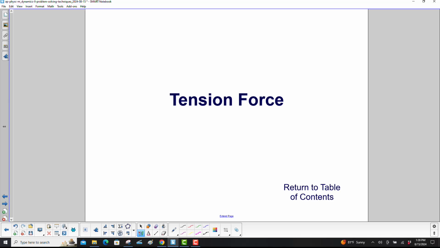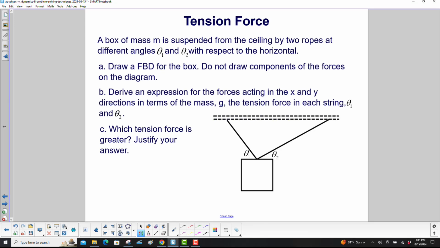Tension force. A box of mass M is suspended from the ceiling by two ropes at different angles θ1 and θ2 with respect to the horizontal. A. Draw a free body diagram for the box. Do not draw components of the forces on the diagram.